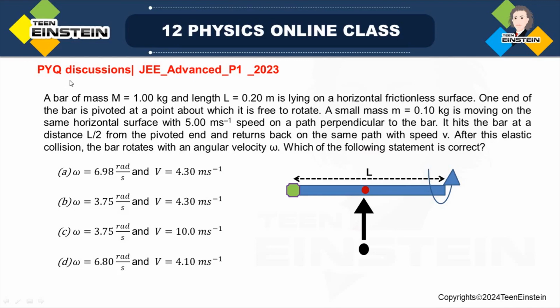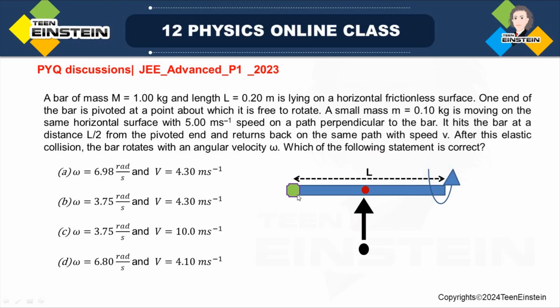Hello students, welcome to the PYQ discussions on JEE Advanced Papers. Here I have got a problem from JEE Advanced Paper 1 2023. This question says a bar of mass m is equal to 1 kg and length capital L is equal to 0.2 meter is lying on a horizontal frictionless surface. One end of the bar is pivoted at a point about which it is free to rotate.